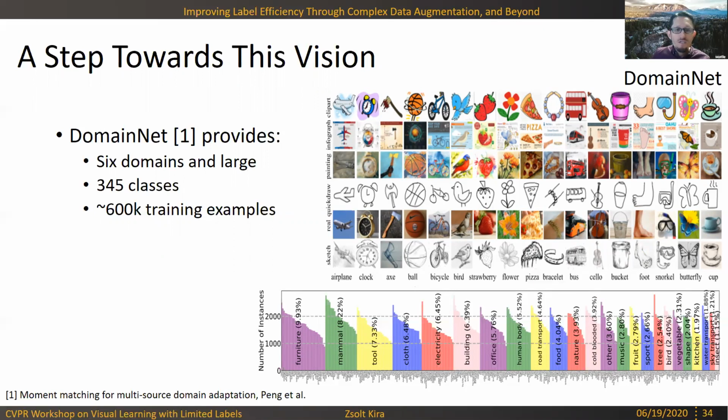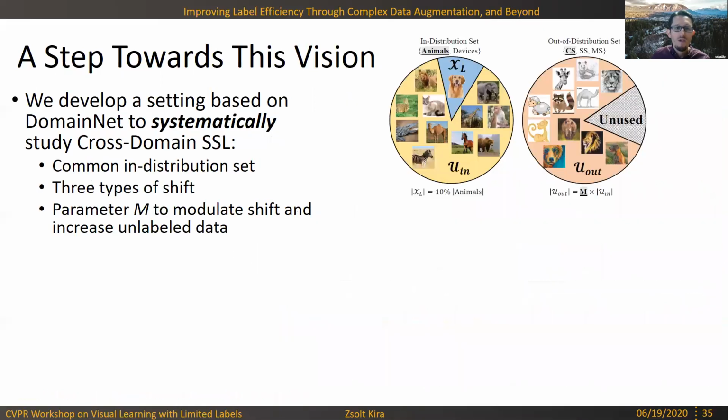And on the bottom, you see there are different super classes or super categories that you can group the actual classes within, which is, again, also a useful thing to have. And so what we did is we developed a setting based on DomainNet to be able to systematically study cross-domain semi-supervised learning. So we have a common in-distribution set, either, for example, animals or devices. So we do both of those separately. And 3 types of shifts.